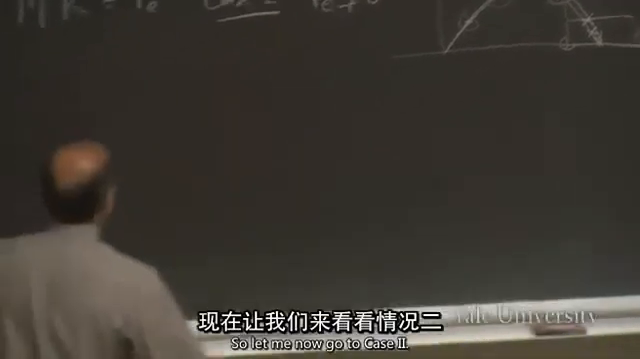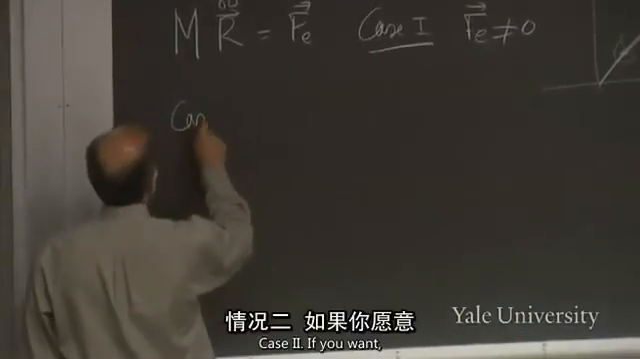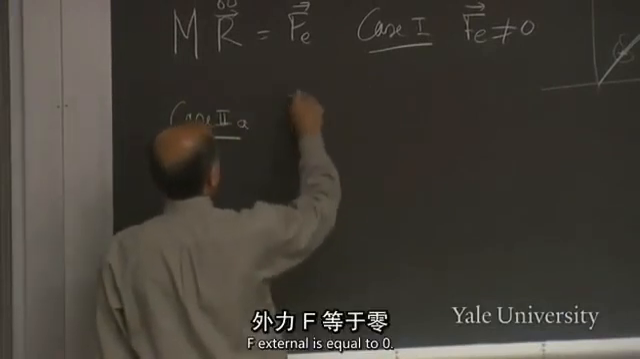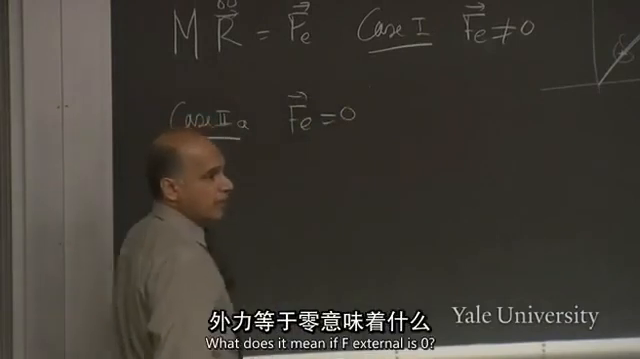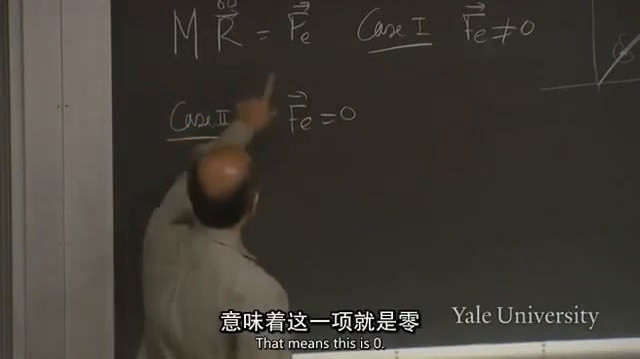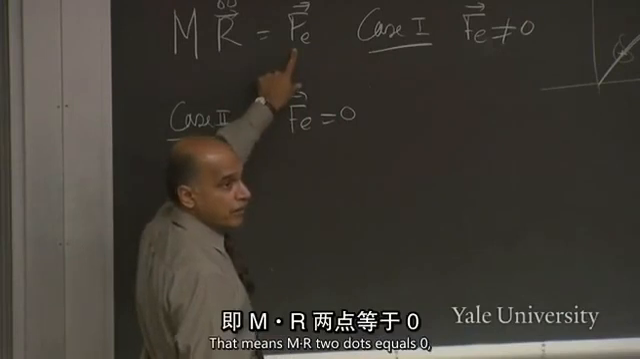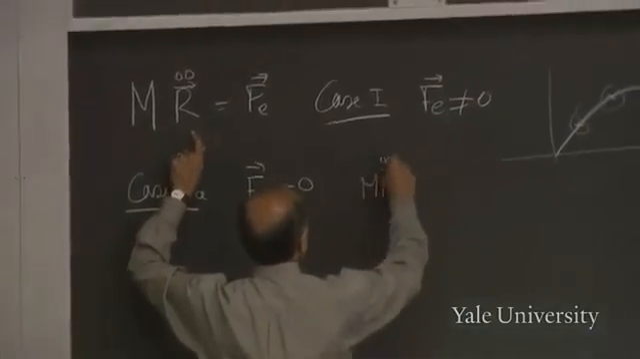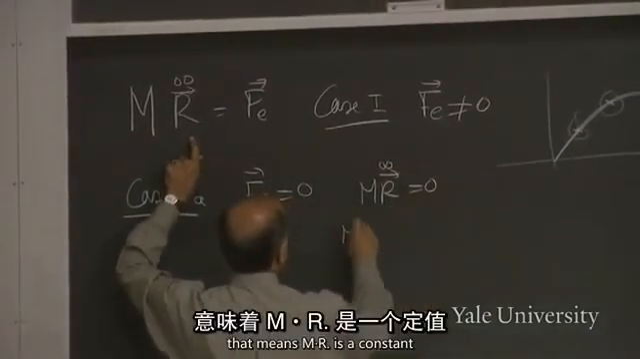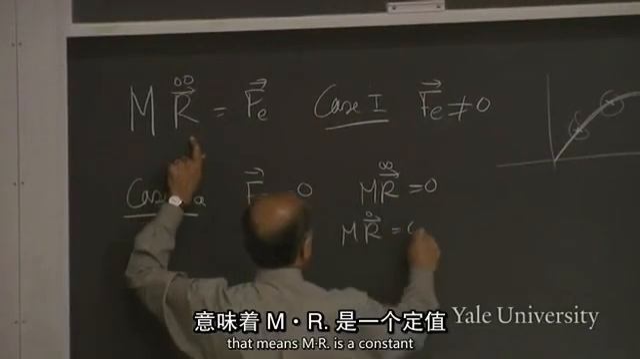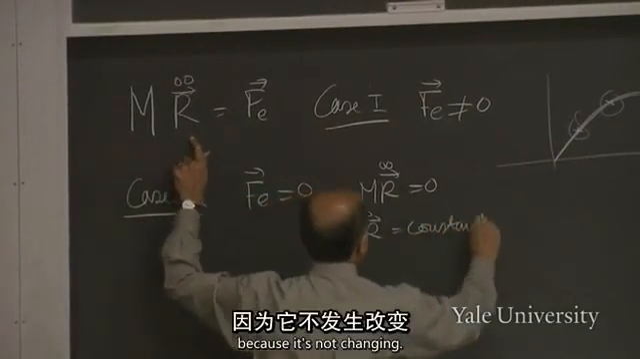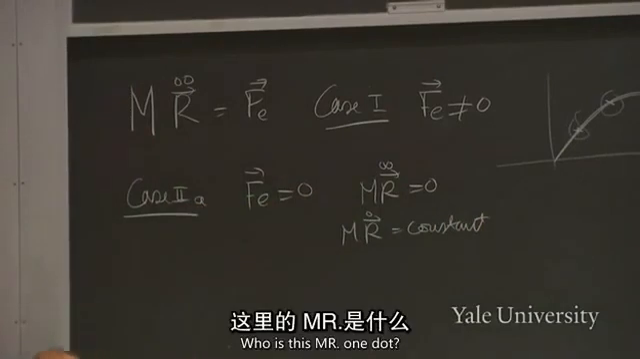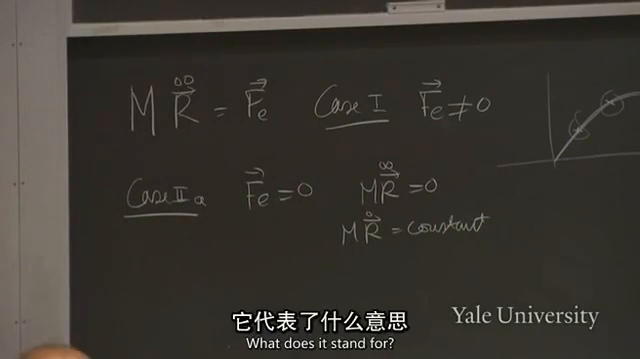So let me now go to case 2. Case 2, if you want case 2a, is F external equal to 0. What does it mean if F external is 0? That means this is 0. That means m r double dot is 0. That means m r dot is a constant because it's not changing. Who is this m r dot? What does it stand for?